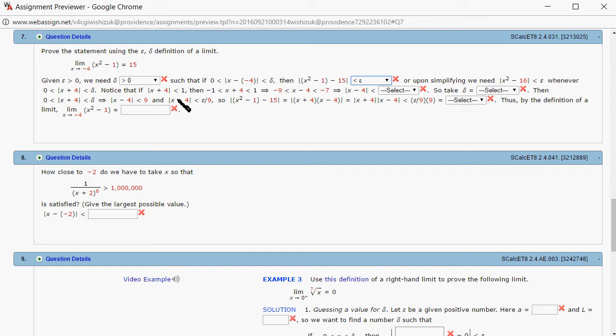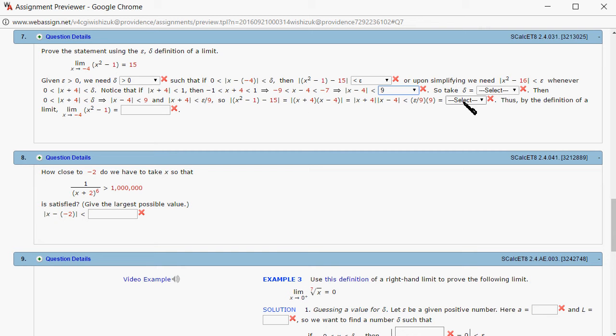So the absolute value of x plus 4 is less than 1, which means that x plus 4 is between negative 1 and positive 1. Then we can subtract 8 from all three parts to get negative 9 is less than x minus 4 is less than negative 7. Which means that the absolute value of x minus 4 is at most 9, because you take the absolute value.